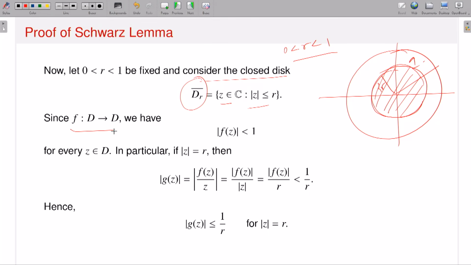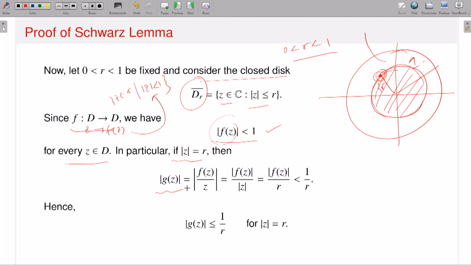Now since f from D to D is given, what is that? The image f(z) should have modulus strictly less than 1, because what is my D? D is nothing but all those z in C such that modulus of z is strictly less than 1. If I take z, it maps to f(z), and f(z) belongs to this set, so modulus of f(z) is strictly less than 1. That is the first observation, and this is true for all z, because f is a map from D to D. So in particular, if I take mod z equal to r, that means a point on the boundary of the smaller disk, this is a point in D, within the full disk mod z less than 1.